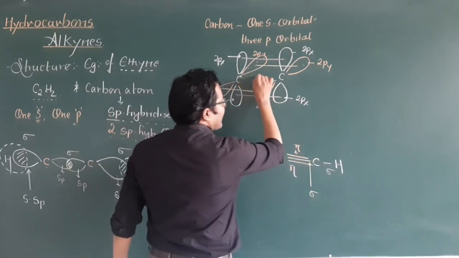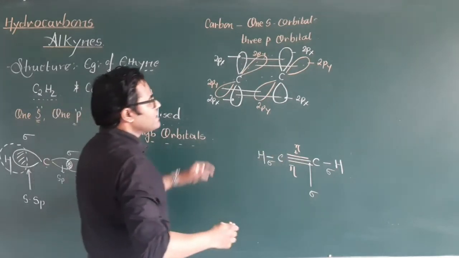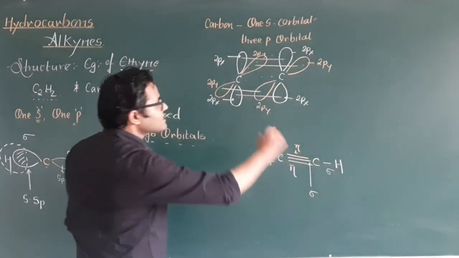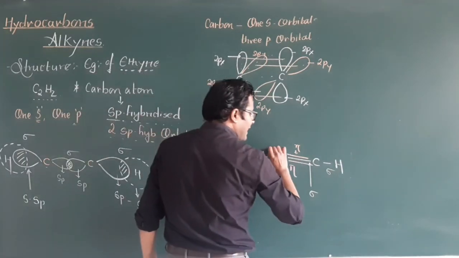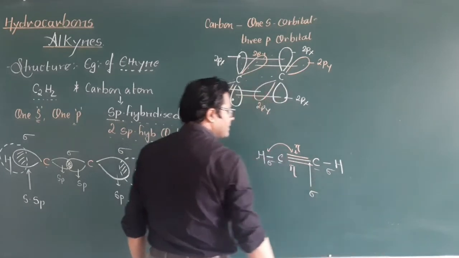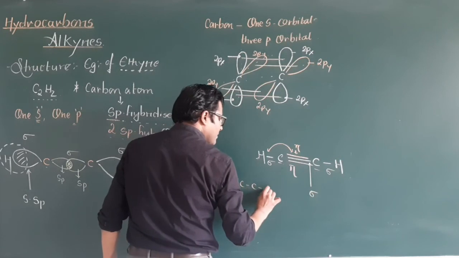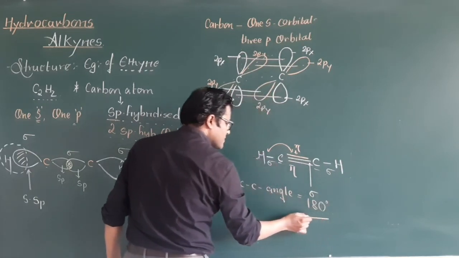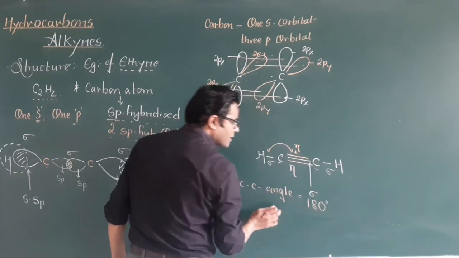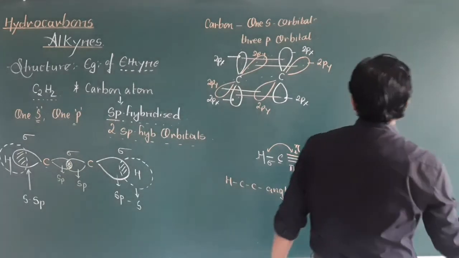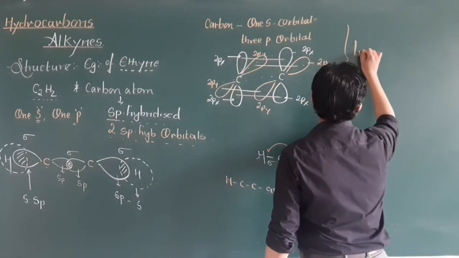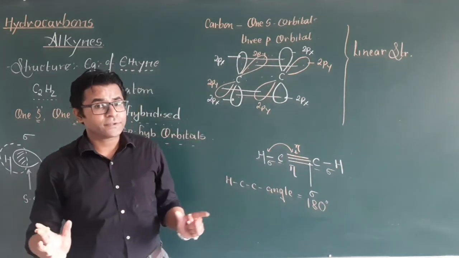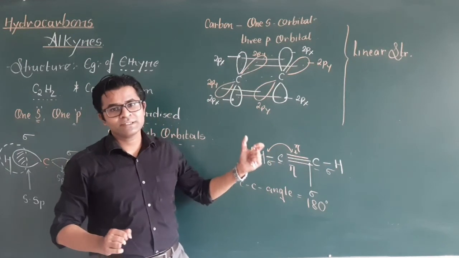So here actually there is a sigma bond which we have already seen over here. So 1 sigma bond between the 2 carbon atoms and 2 pi bonds between the 2 carbon atoms. Correct. So therefore, this is the actual structure. Now, if you observe the angle between hydrogen, carbon and carbon, this angle is going to be equal to 180 degrees. So this particular molecule is going to have a linear structure. So this was all about the structure of ethyne.